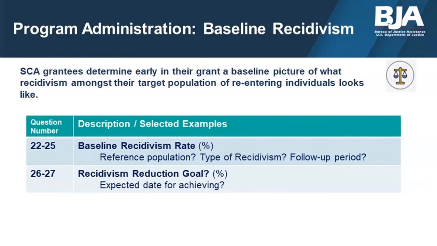Typically, SCA grantees determine a baseline picture of recidivism amongst their target population that the program's results can be compared against. The baseline recidivism section asks about the baseline recidivism rate and goals for reducing it. Calculating these can be tricky. You may need to consult TTA providers or research partners.